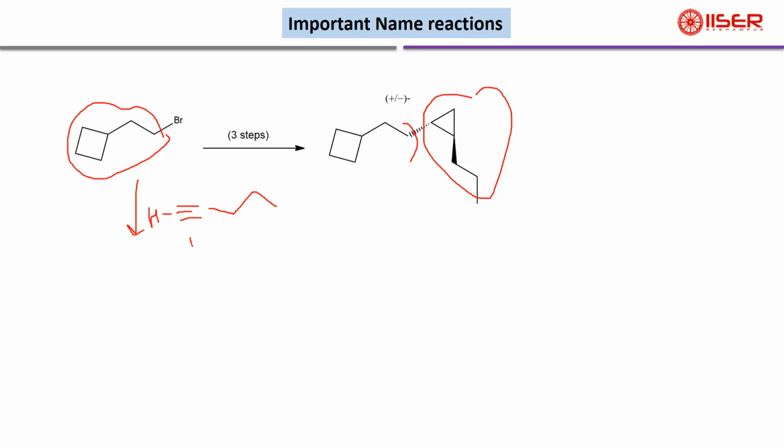and add NaOH base, this base will take a proton from here and generate a nucleophile at this center, and this negative charge will attack this carbon atom and eliminate the bromine. So this is our first step.